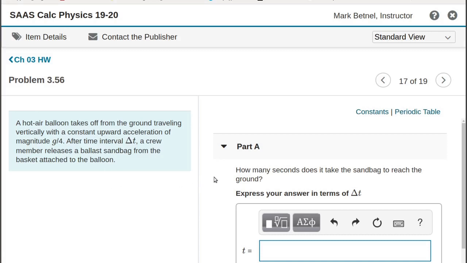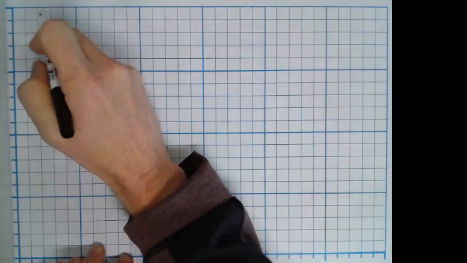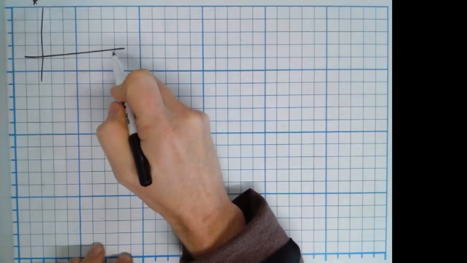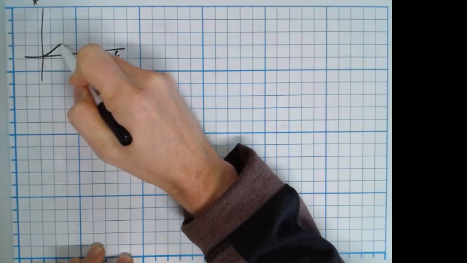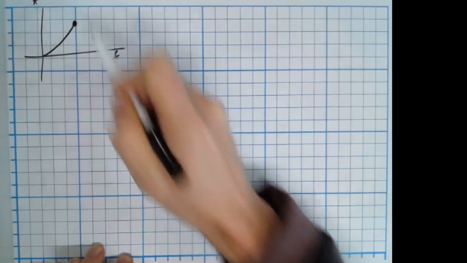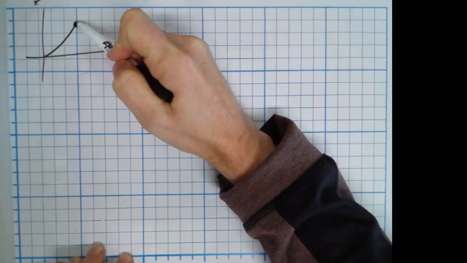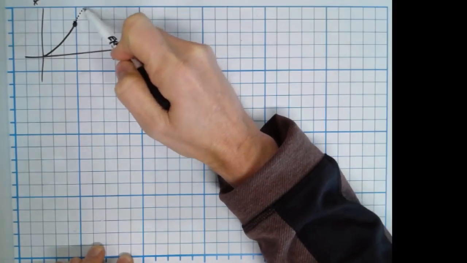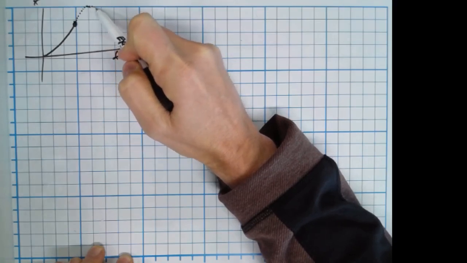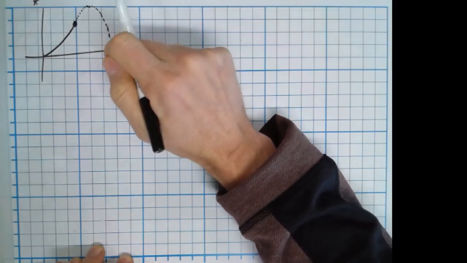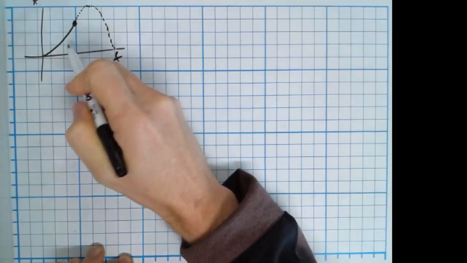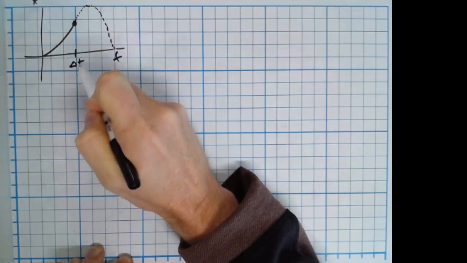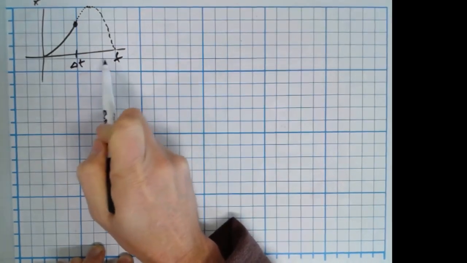So a quick sketch of the motion of that balloon and the sandbag. So this is position and t. The balloon ascends. Sandbag cuts loose. Sandbag keeps going up for a while at initially the same velocity that it had before it let go, turns around, and then comes back down to the ground. And what we're trying to figure out is, supposing that it was delta t time before it let go, how much more time is it going to take to get to the ground?